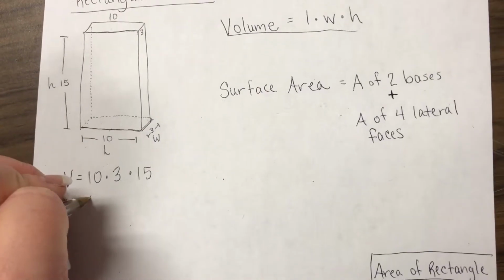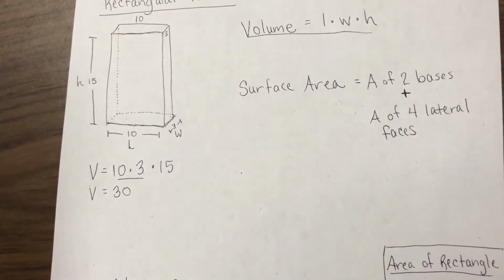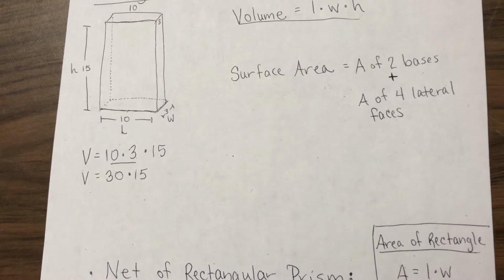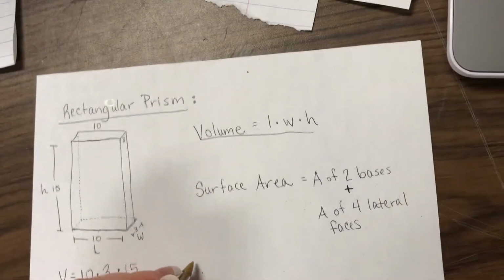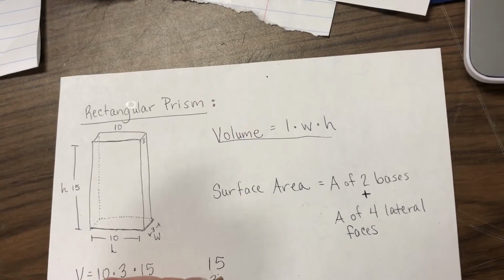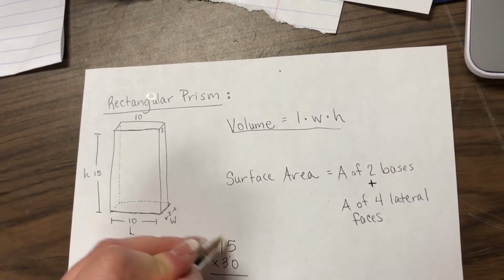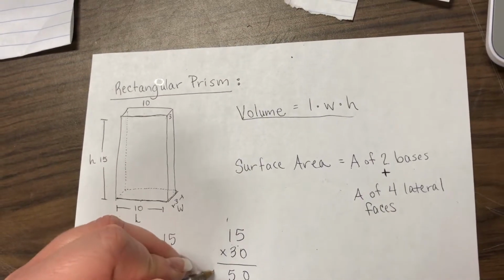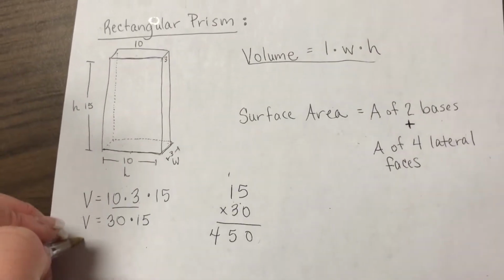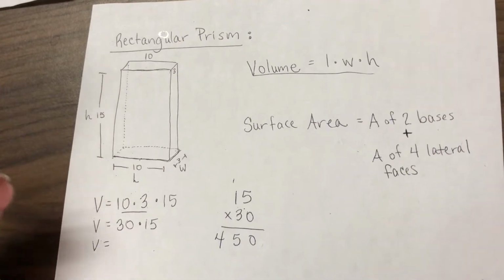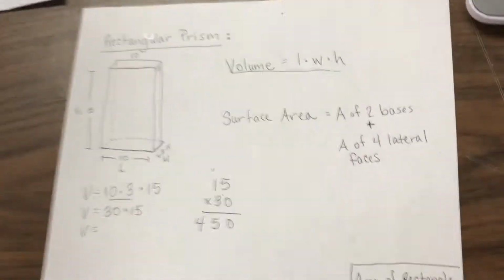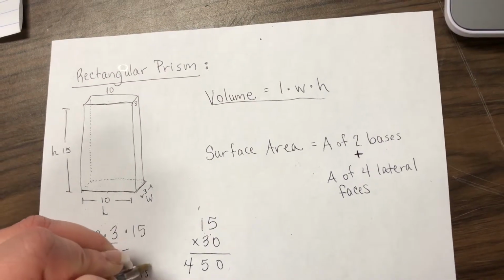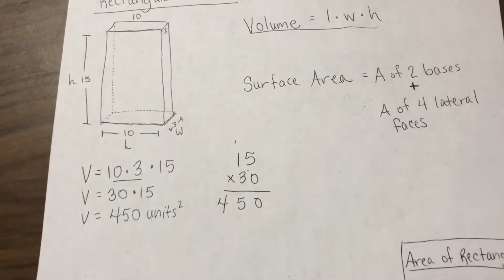So 10 multiplied by 3 we know is 30, if I multiply from left to right. And then I have to also multiply 30 by 15 to get my volume. So if I multiply here on the side, 15 multiplied by 30, 3 times 5 is 15, 3 times 1 is 3, plus 1 more is 4. I get that my volume of the rectangular prism, volume meaning the space inside of the figure, is 450 square units. So the volume is 450 units squared.